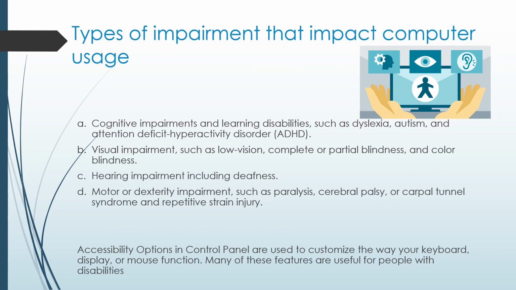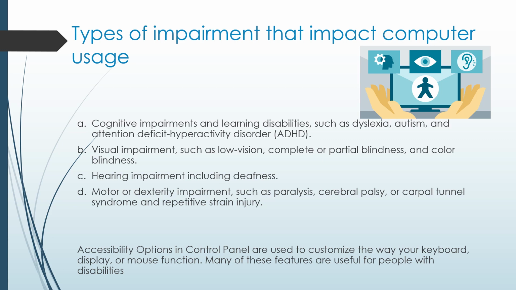Next is the types of impairment that impact computer use. These are the different types of impairment which we are going to discuss. The first is cognitive impairment and learning disabilities. Means when a person finds it hard to learn things, or learning is not so easy for a person. They are suffering from various conditions such as dyslexia, autism, and attention deficit hyperactivity disorder.